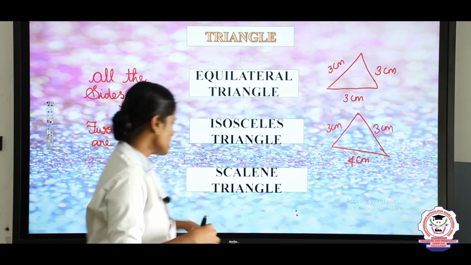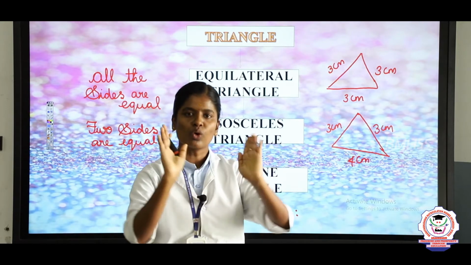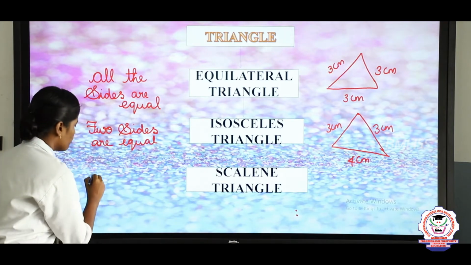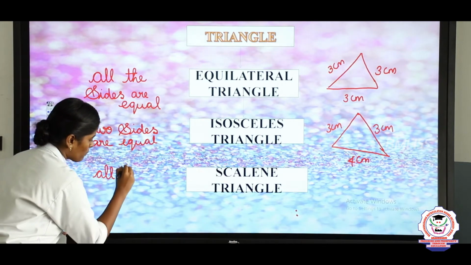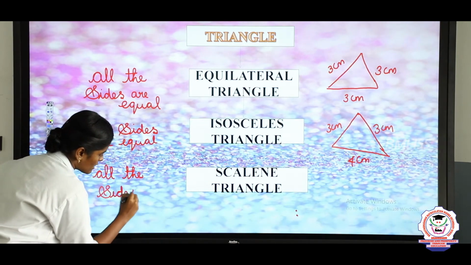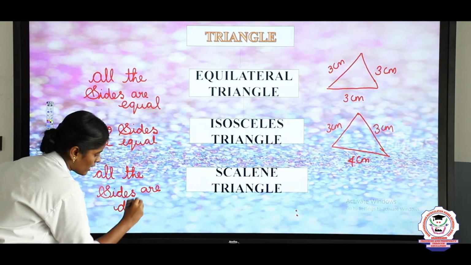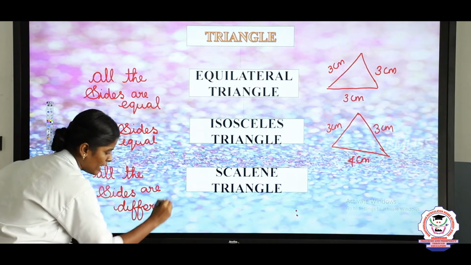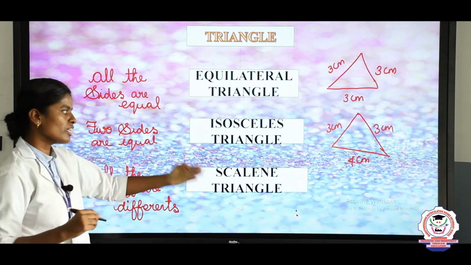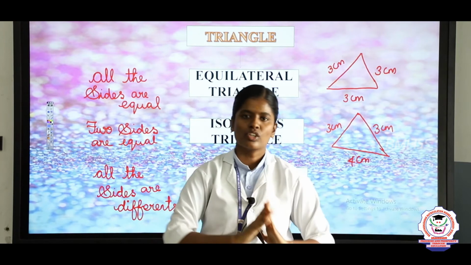The final topic is scalene triangle. So what does it mean by scalene triangle? Scalene triangle means a triangle with all the sides different. All the sides are different. The final one is scalene triangle. Scalene triangle means all the sides are different.